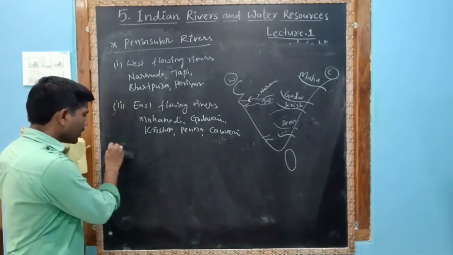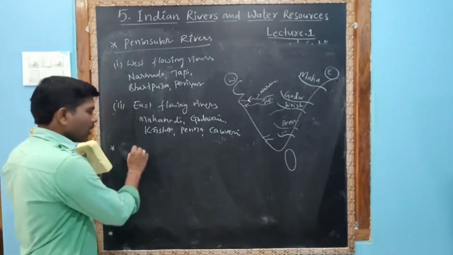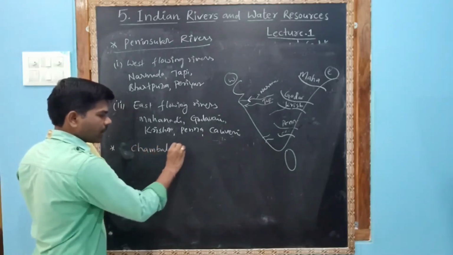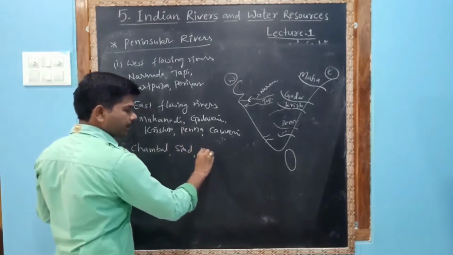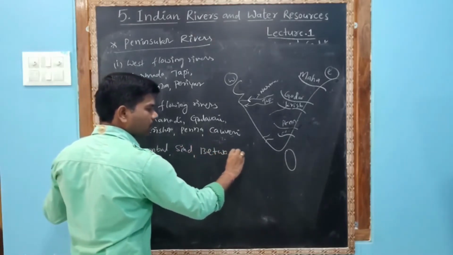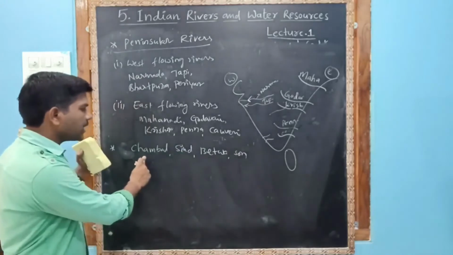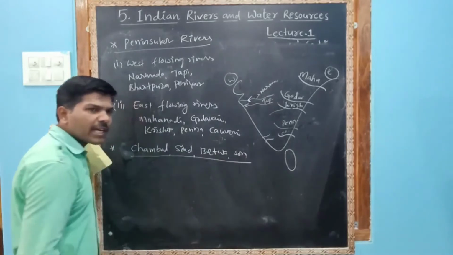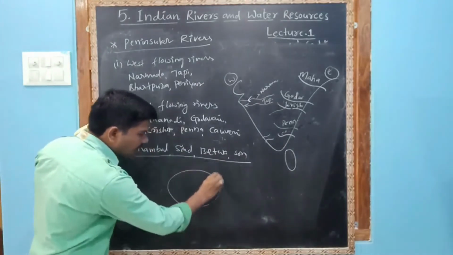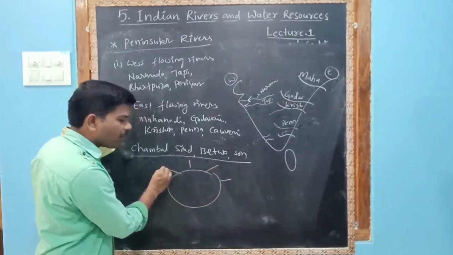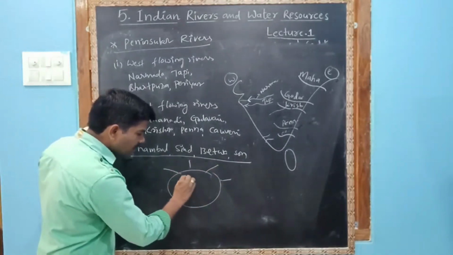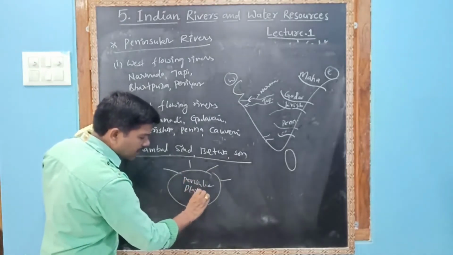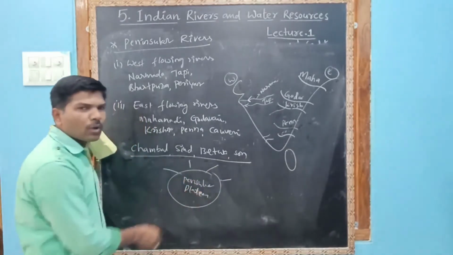Apart from these, certain rivers are there like Chambal, Sindh, Betwa, Son. These originate in the same place. These all originate in the same place, but they are going to different places. So because this peninsular plateau works as a water divide. Peninsular plateau works as a water divide.